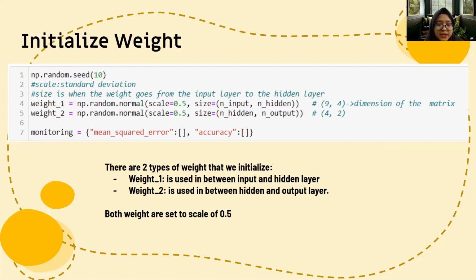There are 2 weights that we initialize in our algorithm, which are weight 1 and weight 2. Weight 1 is applied between the input and hidden layer, and weight 2 is applied between the hidden and output layer, and both weights are set to scale at 0.5.